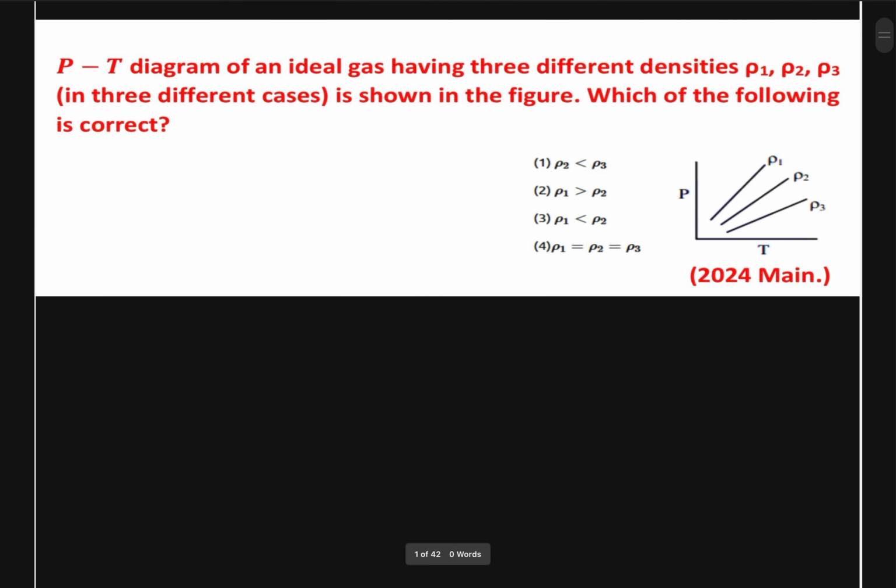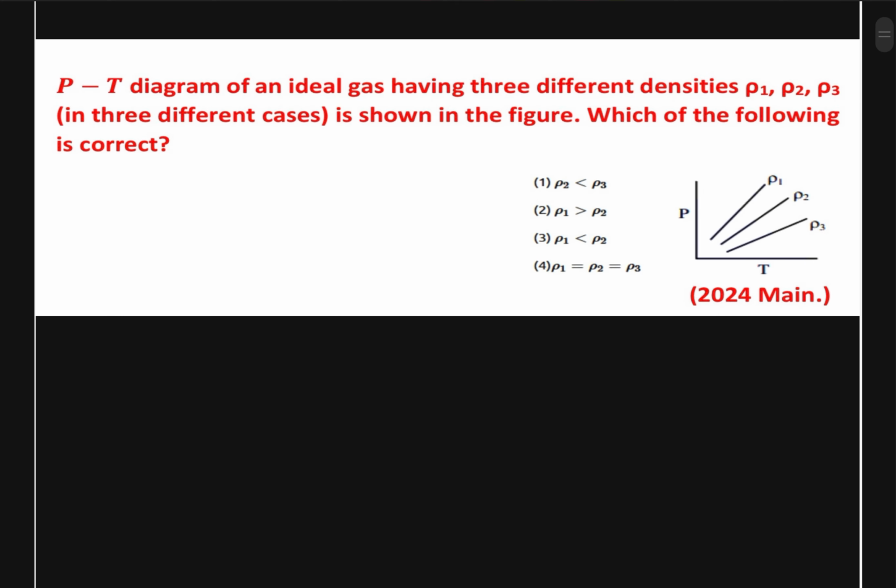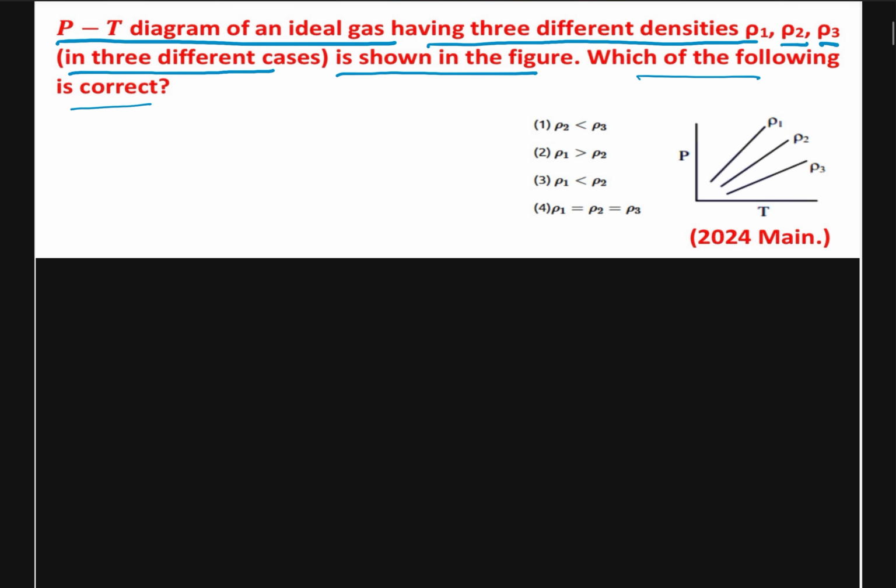So the first question, it states that the PT diagram of an ideal gas having 3 different densities rho 1, rho 2, rho 3 in 3 different cases is shown in the figure. Which of the following is correct? So basic figure is given to us. We have PT diagram and we have rho 1, rho 2 and rho 3. Okay, and we have to find out how these rho 1, rho 2 are comparative to each other.